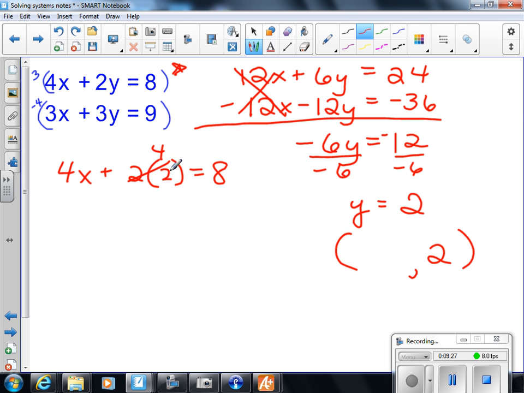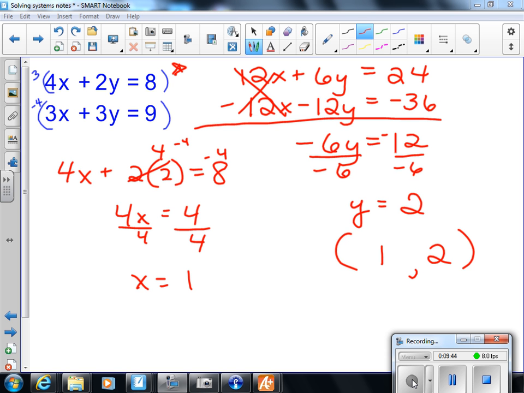So I subtract 4 from both sides, and I get 4x equals 4. Divide by 4, x is equal to 1. Therefore, my solution to this system by using the method of elimination is 1, 2. Okay, that concludes our lesson today on using the elimination method in order to solve a system of equations.